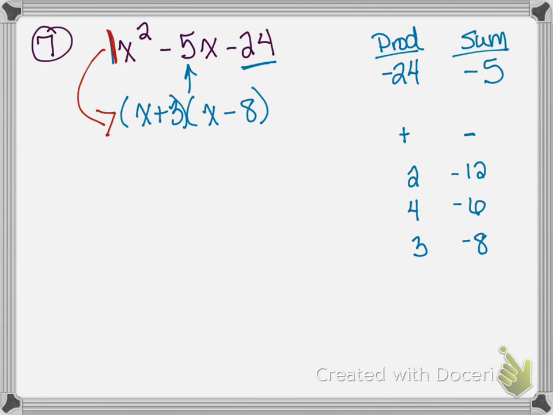Now, number 8, we don't have a 1 there anymore. We have 9y squared minus 12y plus 4. Okay? 9y squared minus 12y plus 4.